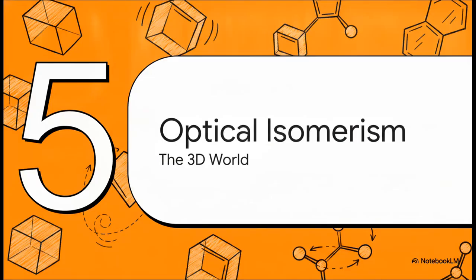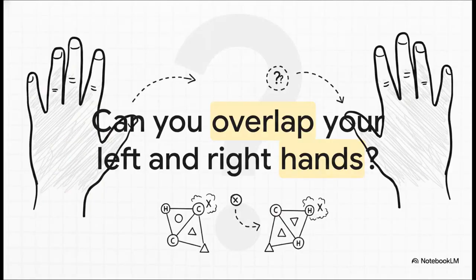Okay, final stretch. Section 5, Optical Isomerism Explained. Do me a favor and look at your left and right hands. They look totally identical, don't they? They're perfect mirror images. But try to lay your left hand flat right on top of your right hand, palms facing the same way. You can't do it. The thumbs stick out on opposite sides. They are non-superimposable. Well, guess what? Certain molecules do the exact same thing. In chemistry, this wild property of having a non-superimposable mirror image is called chirality.